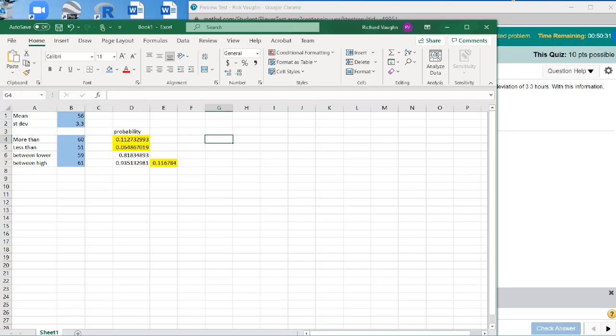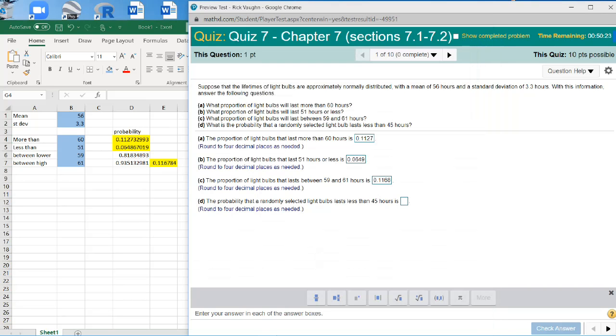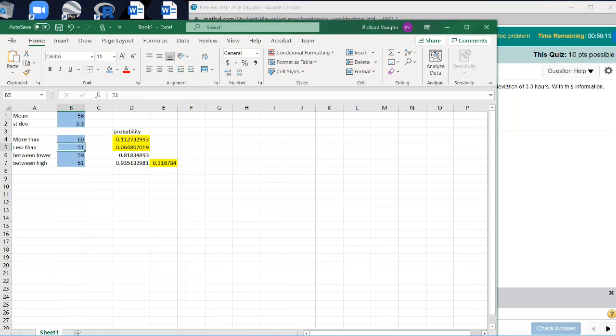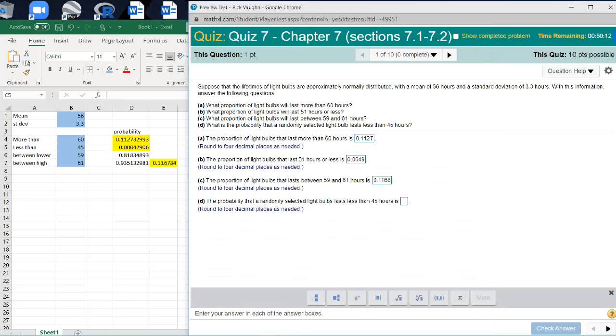All right, so I'm just going to give myself some kind of a reminder of what I'm entering versus what's calculating versus what's the answer. All right, so let's go through and do this last one. Okay, less than 45. Okay, I'm back to the less than. All I need to do is change this to 45, and then here's going to be my answer, 0.0004.